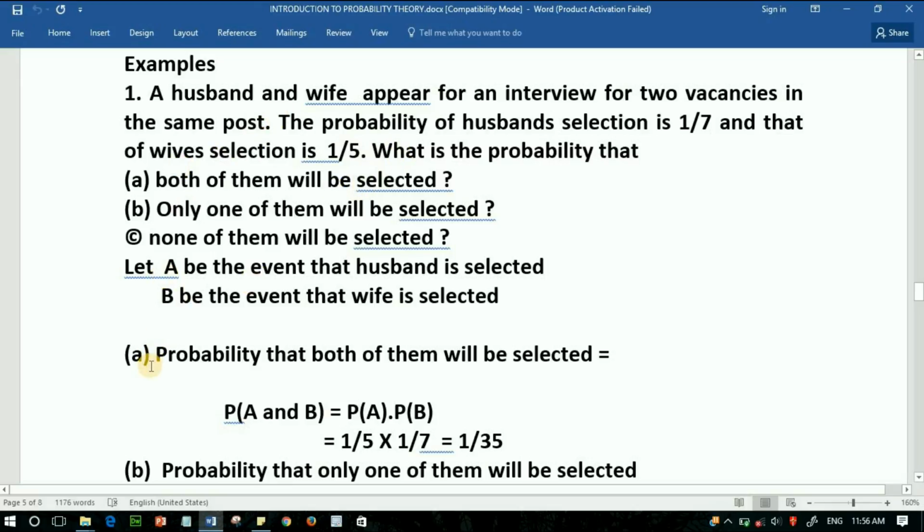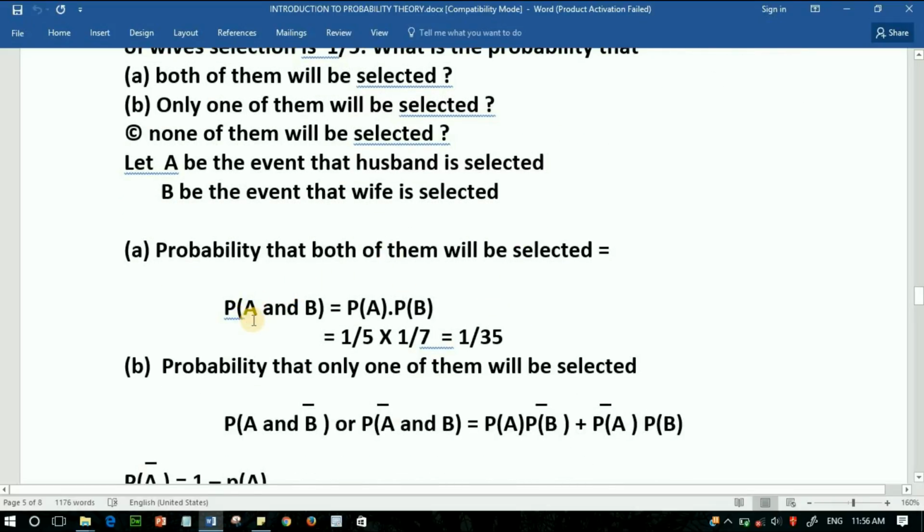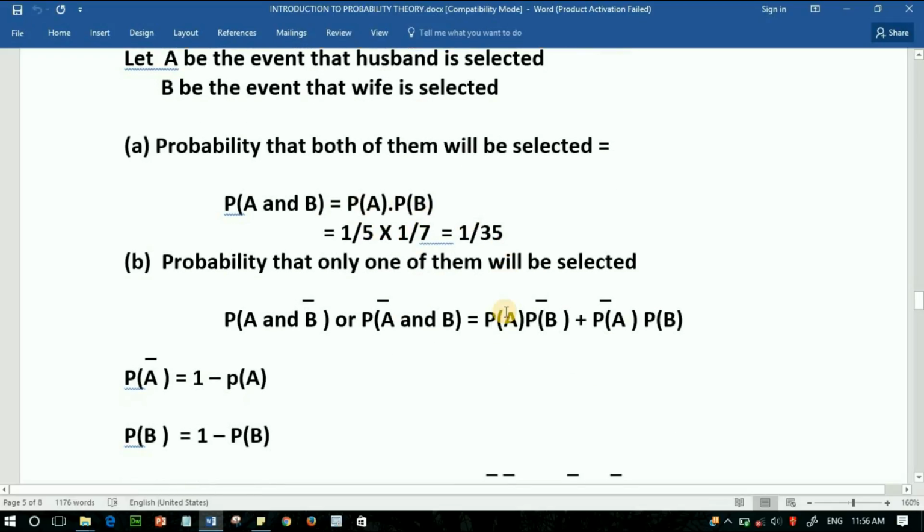So the probability that both of them will occur. Already we discussed this: the probability of A and B is equal to P(A) into P(B), because the husband's selection is not dependent on the wife's selection. So in this case, A and B are independent. That is, the probability of A intersection B, or the probability of A and B, is equal to P(A) into P(B). Just simply multiply, and we get the answer.